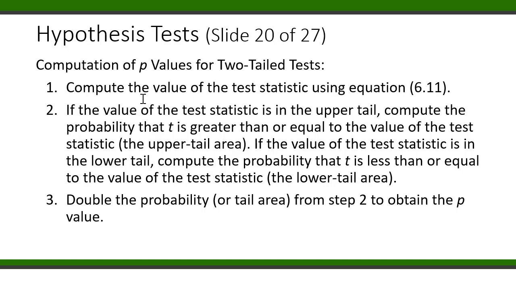So then the process here is you compute the value of your test statistic using that equation. If the value of the test statistic is in the upper tail, compute the probability that t is greater than or equal to the value of the test statistic. If the value of the test statistic is in the lower tail, compute the probability that t is less than or equal to the value of that test statistic. Double the probability of one of the tails, the minimum number, to get the p-value.